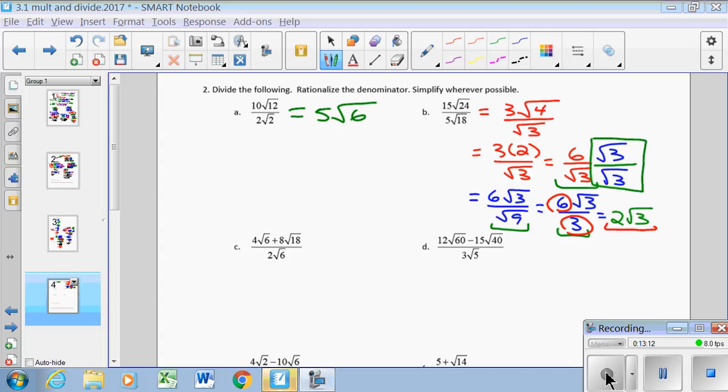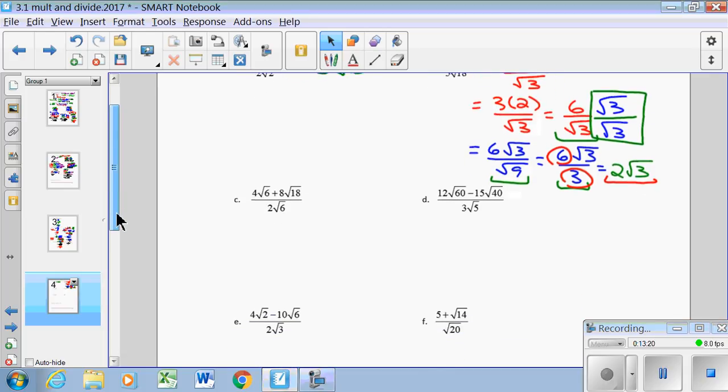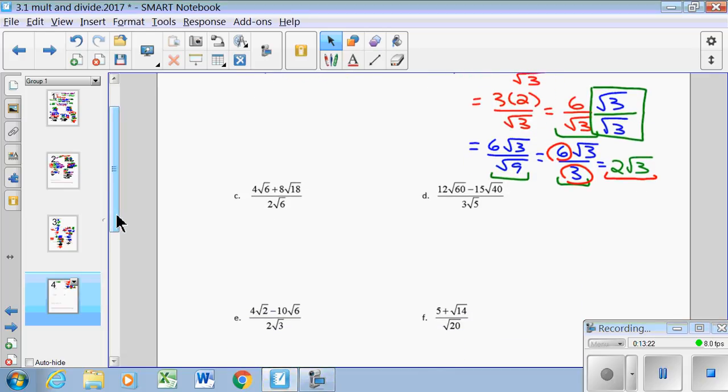6 divided by 3 is 2 root 3. Perfect. A couple more examples to look at. C and D. Again, this is a little bit different now because suddenly you have 2 terms in the top and only a single fraction in the bottom.